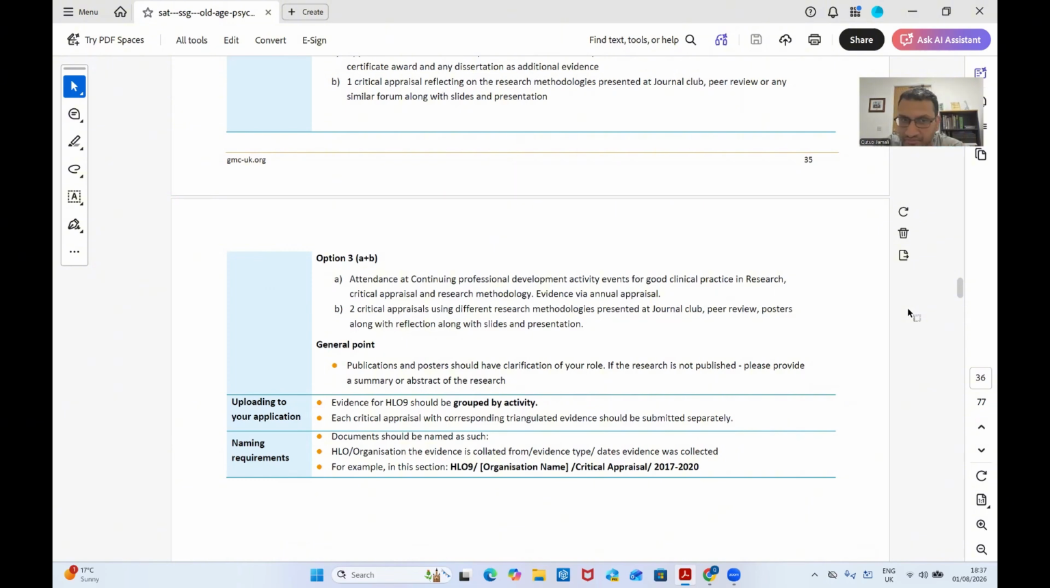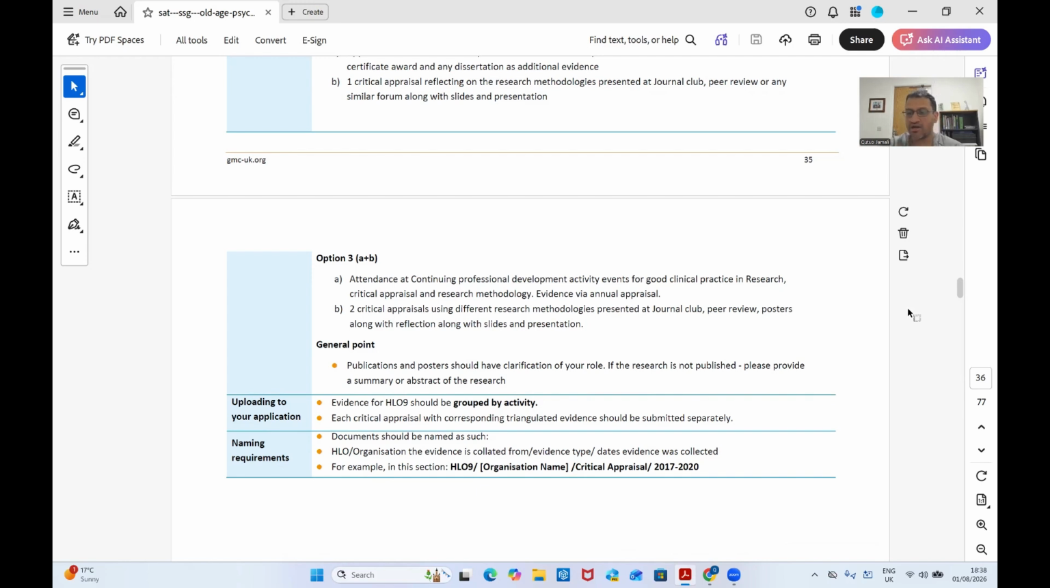And along with this, you are now doing two critical appraisals. So in the other options, you had to only submit one, but in this option, you have to submit two critical appraisals of different research methodologies, whether it is again via journal club or peer group, or a poster presentation. So again, that is another option where you've done a poster presentation in a reputed conference, and your poster was selected, and you're getting a certificate for that. So that poster with certificate and reflection could be a good piece of evidence here.